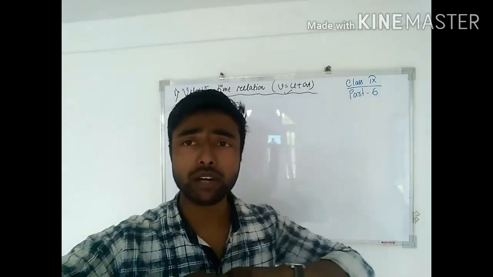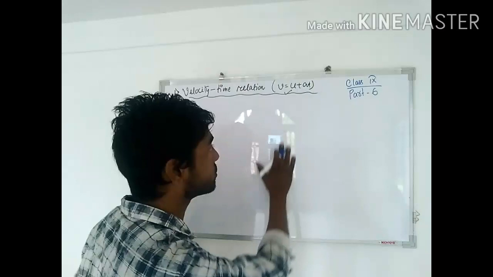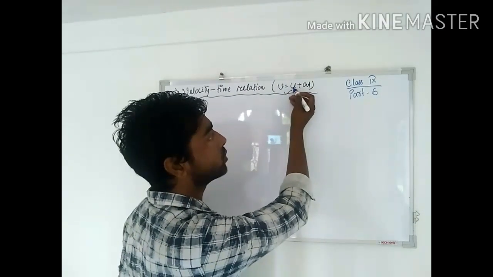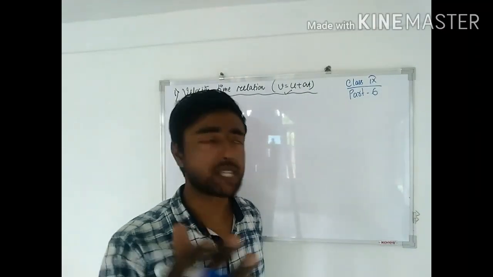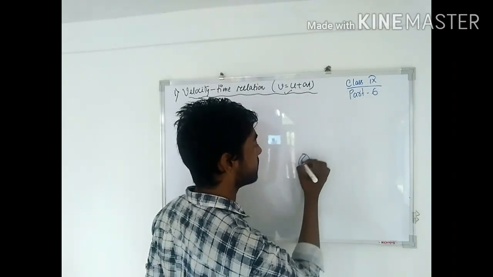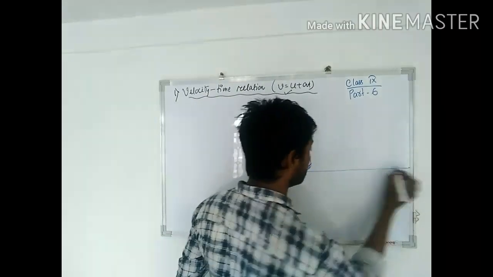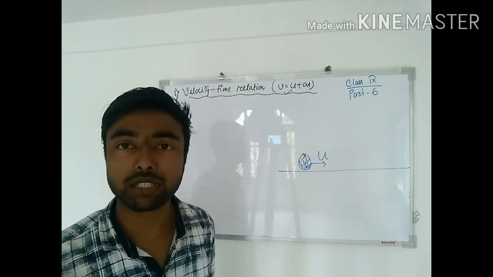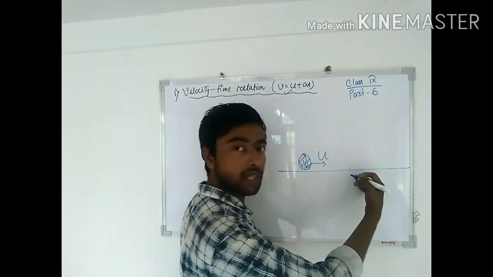We need to draw one graph. How? Let me draw here. This is uniformly accelerated motion. Suppose now I have to give you one case, because you see v is there, u is there, a is there, t is there. That's why we have to consider an object. Let us consider an object. This object has, suppose, initial velocity of u.